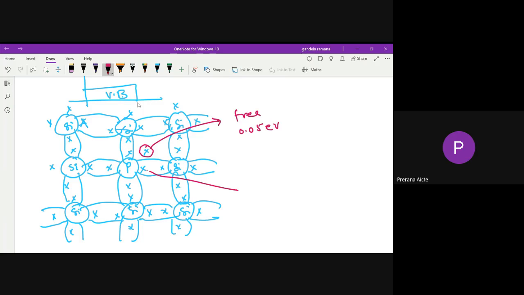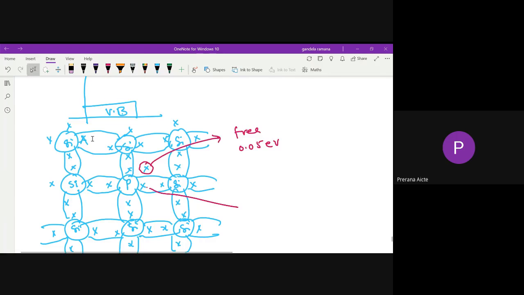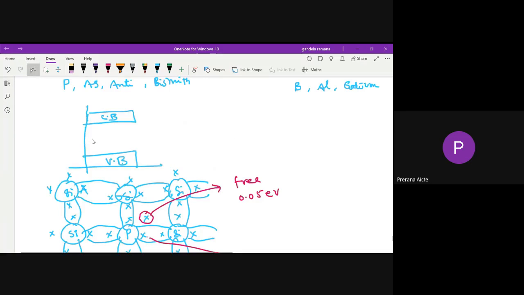Suppose it is germanium or silicon. 1.1 electron volts, 0.72 electron volts is required because it is a bound electron. So this is a free electron. That's why this electron requires very little energy to become a free electron. So because of that, the energy gap is very less. So this one is 0.05 electron volts.